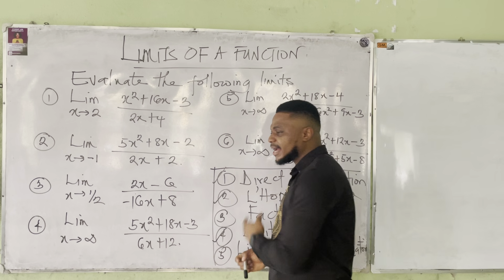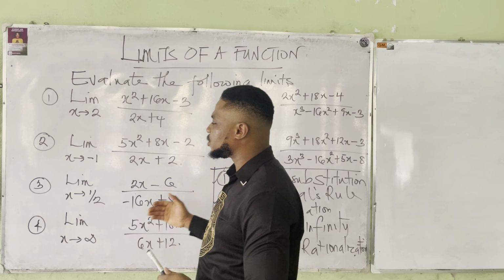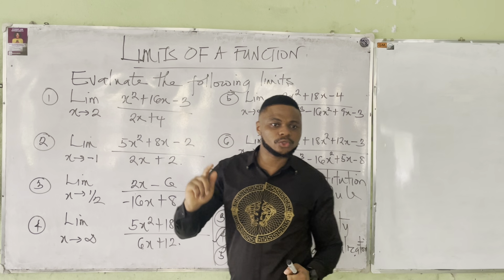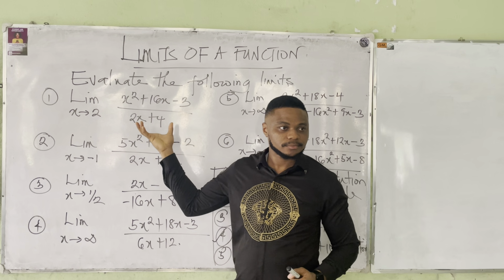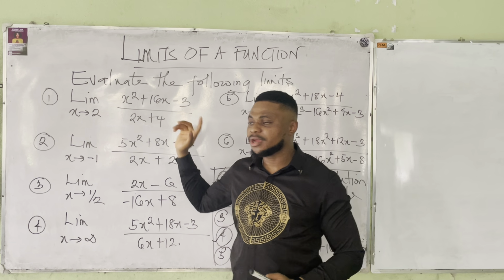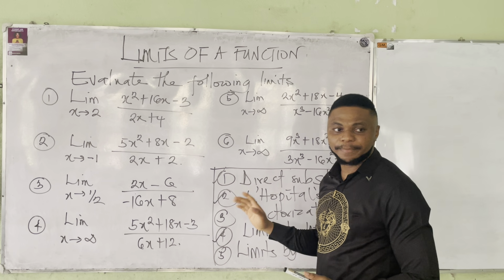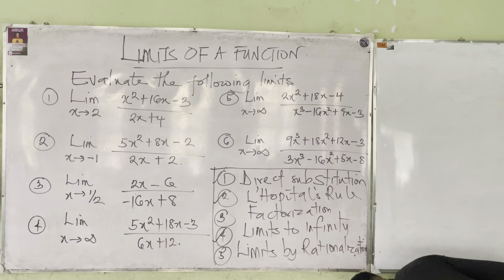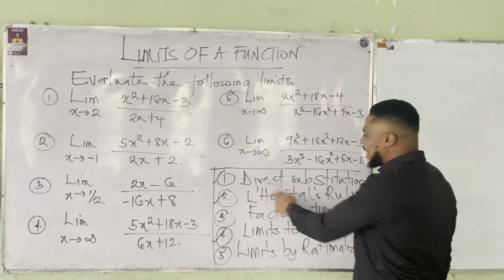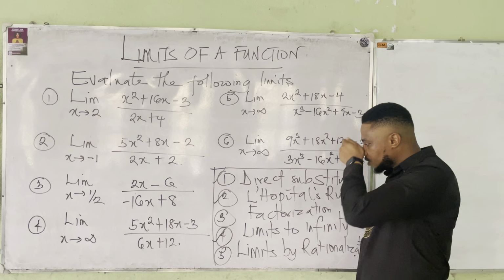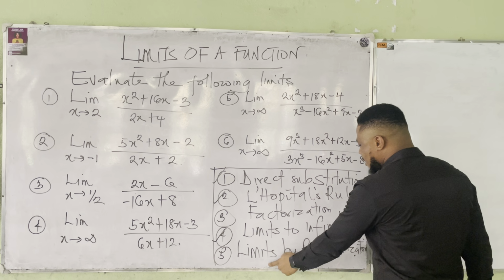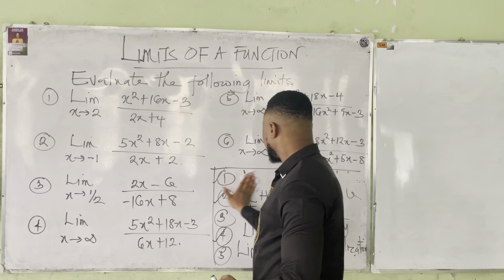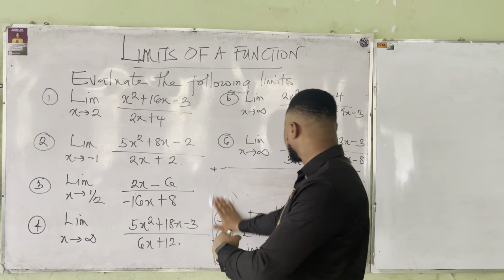Now when it comes to direct substitution, we substitute the value that x tends to into the function. We substitute it directly into the function. That's the pattern. Is that okay? Are we done writing this? So I'm going to be using these to evaluate: direct substitution, L'Hopital's rule, factorization, limits to infinity, and limits by rationalization. So now we have the first exercise.